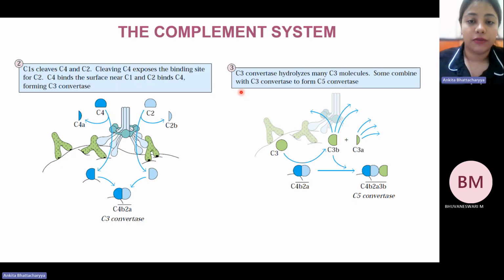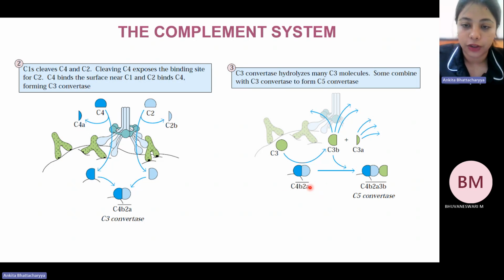Some of them can even converge, and they can act upon the C3 convertase, and then they form the C5 convertase. So what it is doing is positively regulating more and more activation of the complement system. So once a large number of C3b molecules have been formed, they will then go and associate with the pre-existing C3 convertase to form the C5 convertase. Again, refer to the diagram if it is easier for you to understand.